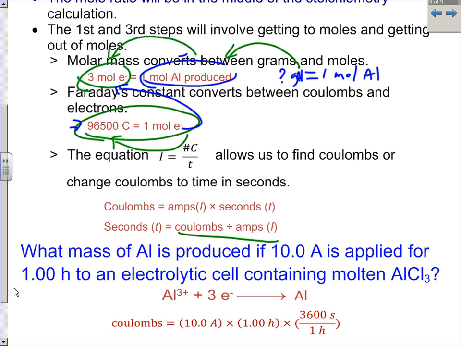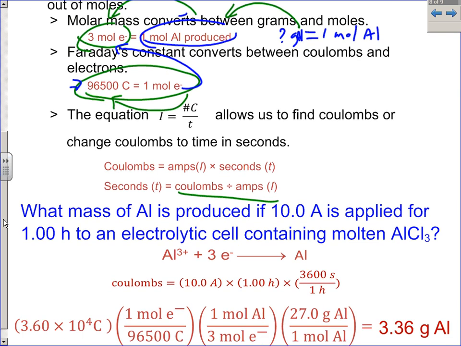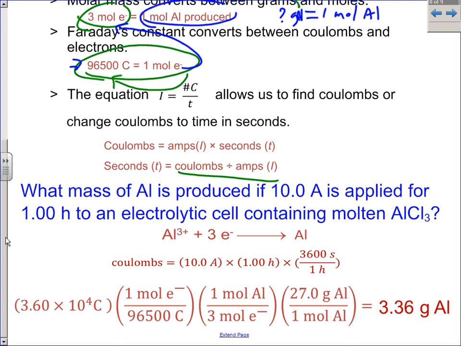So realistically, it's the same thing, but in reverse. If you're going from the mass of the metal plated to how long that took, or if you know how long it took at a certain amperage to figure out how much metal mass could be plated out, you're just going to do the same thing but in reverse. But it's still going to have in the middle that basic stoichiometry step where you're going from moles of one thing to moles of another, and then you're just going to do things at the beginning and the end.